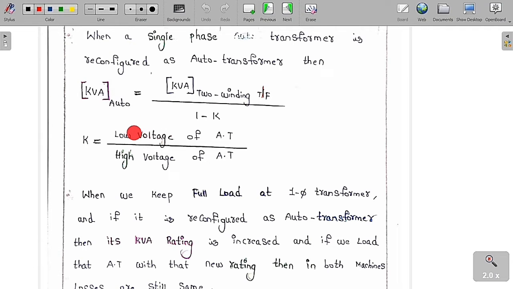So you can say that whenever a single phase transformer is reconfigured as an auto transformer, then the KVA rating of the auto transformer is equal to the KVA rating of the two-winding transformer divided by 1 minus K, where K is the ratio of the low voltage of the auto transformer to the high voltage of the auto transformer.